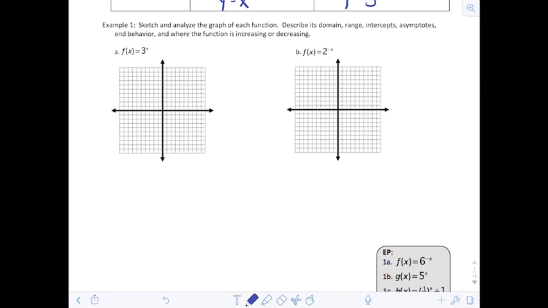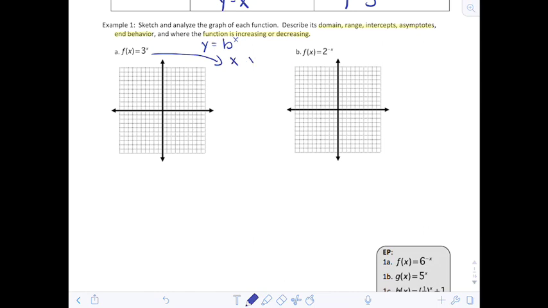Okay, so now we're going to take a look at some parent functions for exponentials, and we're going to just sketch the graph and analyze them. Again, we're going to talk about some of the characteristics: domain, range, intercepts, asymptotes, and behavior, and where the function is increasing or decreasing. So if you remember from Algebra 2, your parent function for an exponential was b to the x. However, when we have no numbers in there, we typically will use something like 3 to the x or 2 to the x as our parent function. So in the first one, in example A, we're going to use 3 to the x.